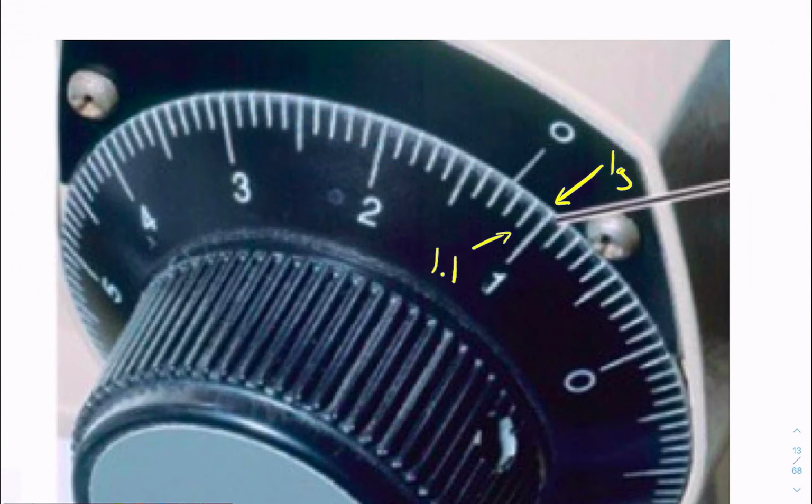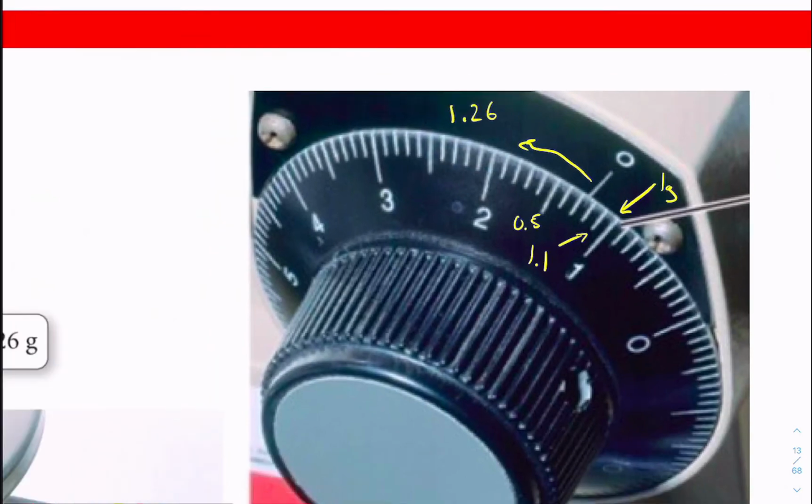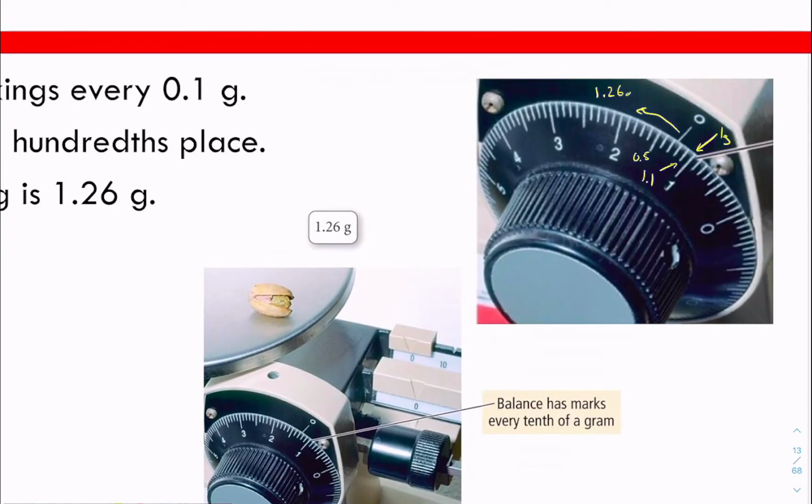So what do you think this measurement is? This is 0.5, so this way would be larger. So 1.27, 1.26. Yeah, we will call this 1.26. I think that's what the slide says too. Grams.